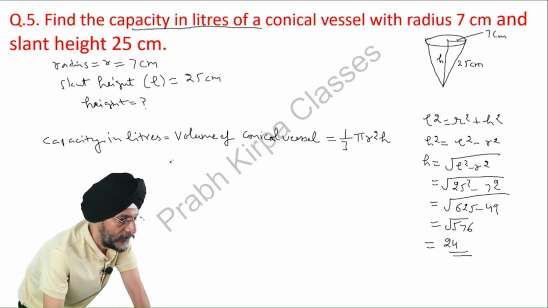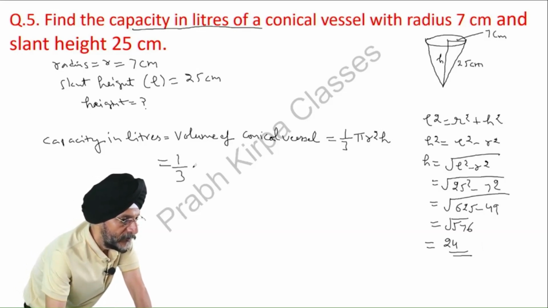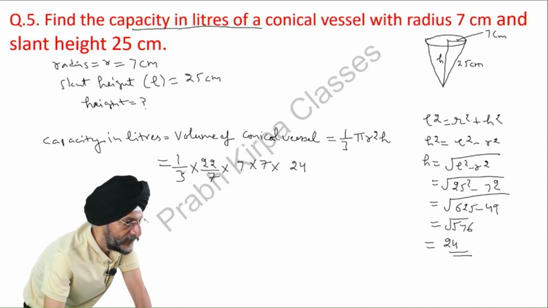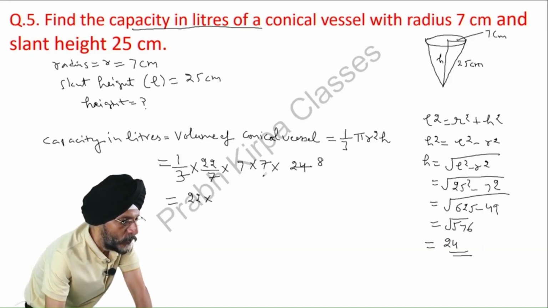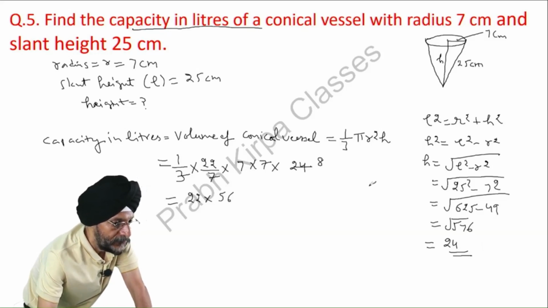So we will put in here the values. 1 over 3, 1 over 3. What is the value of pi? It is 22 over 7. What is the value of r? It is 7. What is the value of height? It is 24, which we have calculated. 7 divided by 7. What we have before us is 22 into 7 into 8, 56. We will do.